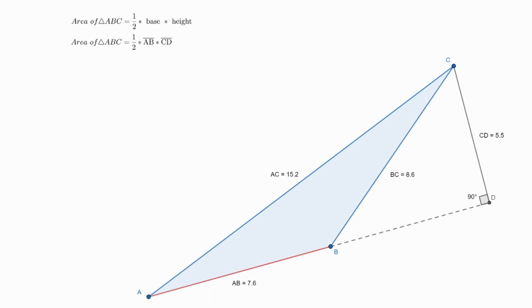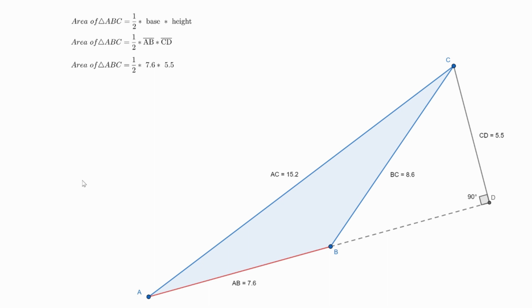And in the next step, all I'm going to do is replace the segments with their actual numerical values. So in my case, segment AB is 7.6 and segment CD is 5.5.